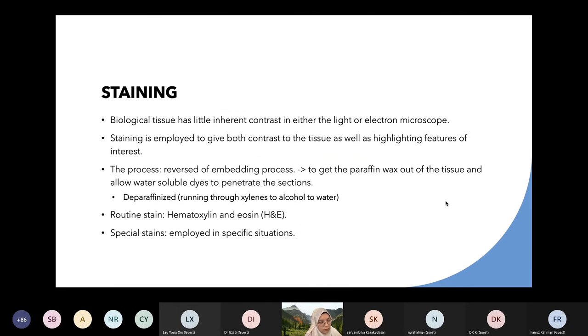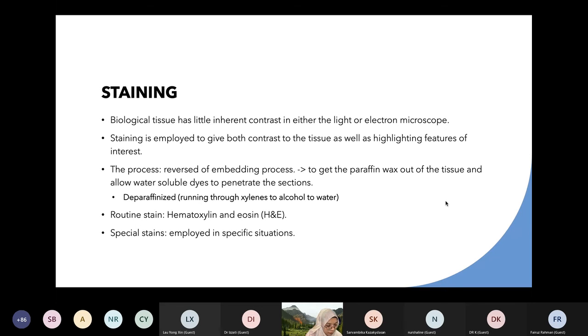Now our microscope slide is ready with the tissue section, but it is colorless. If we see the slide now under the microscope, we cannot identify which cells or which structure is which. So that's why we need staining. In this step, staining is where we put contrast or colors into the tissue so it can highlight the features of interest. I will briefly explain the process later.